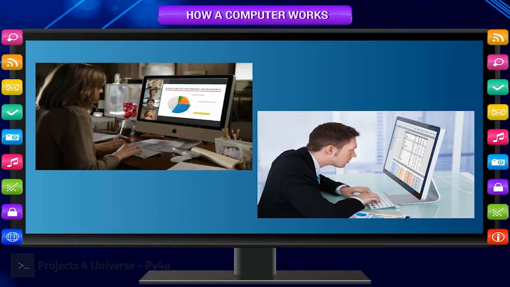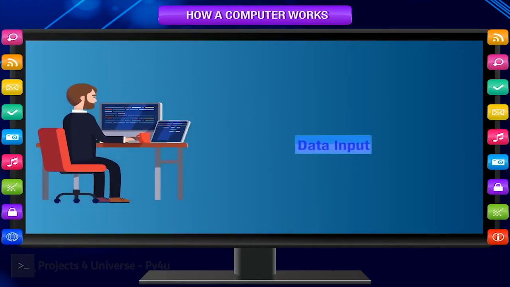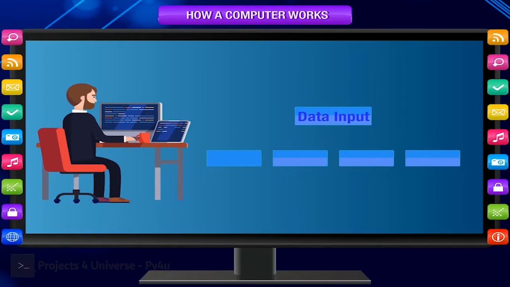A computer can do a lot of things in a better and faster manner than us. But it can work only according to the instructions given to it. A computer works with instructions that we give. This is called data input. This input can be in the form of numbers, words, sounds, or pictures.